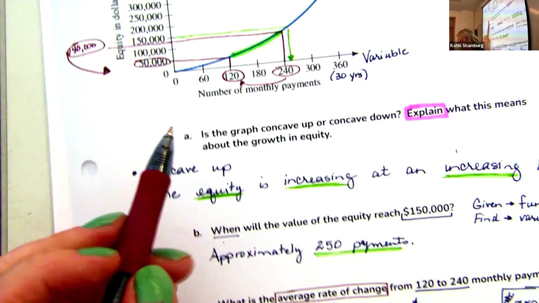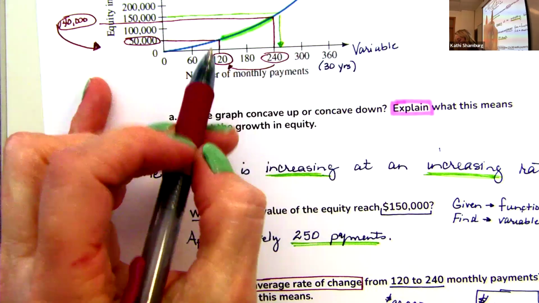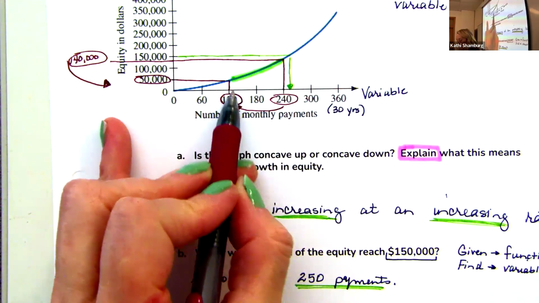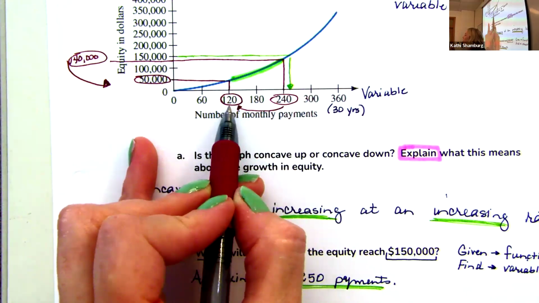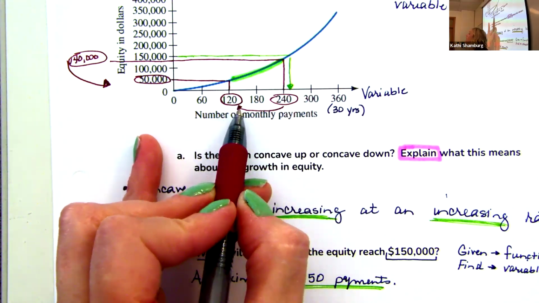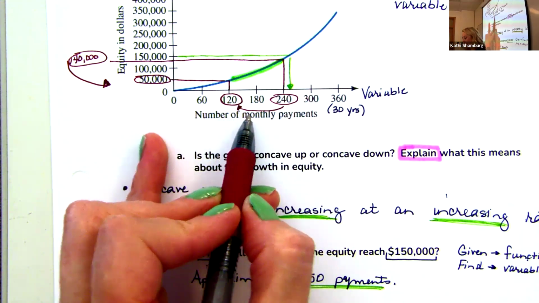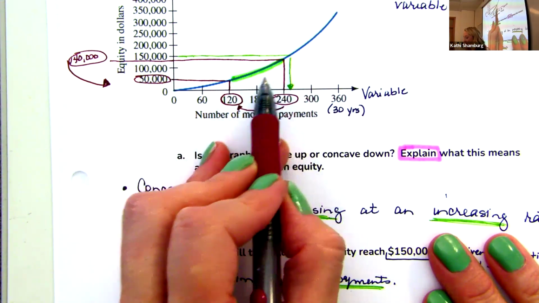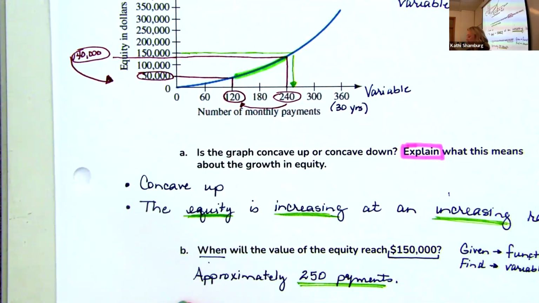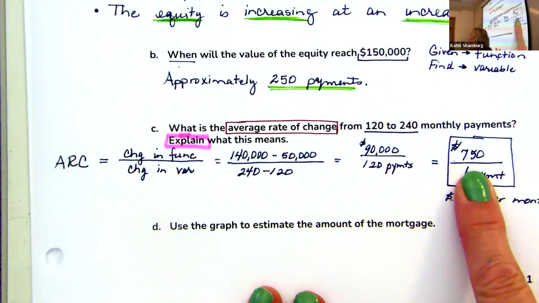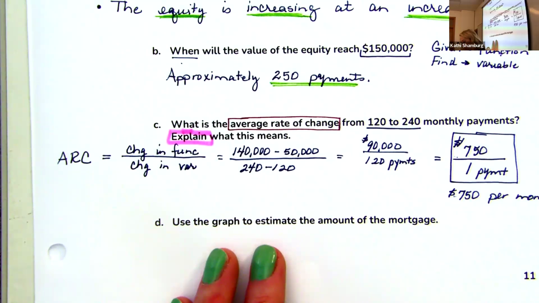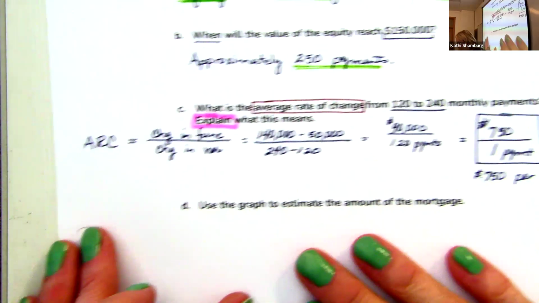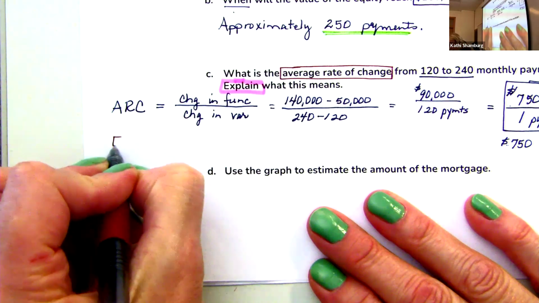And what we're saying is, at my 120th payment, my equity is $50,000. Then we have our 121st payment, 122nd payment. So now what we found is this part of the graph, every month, I am earning $750 towards my equity, but it's per month. Okay? All right, so how would I explain that?